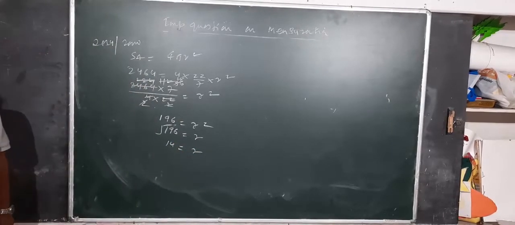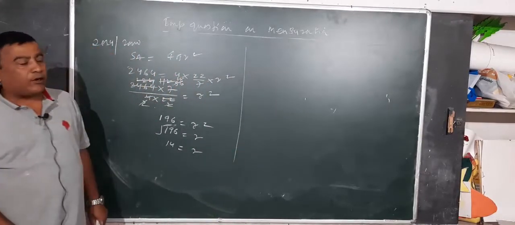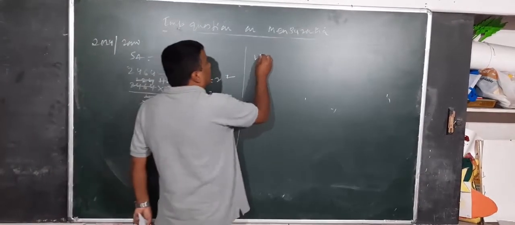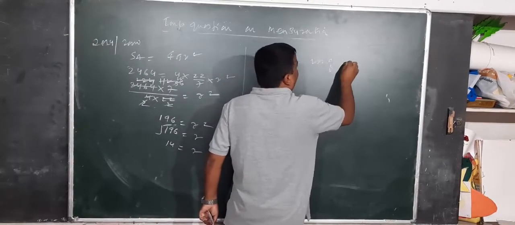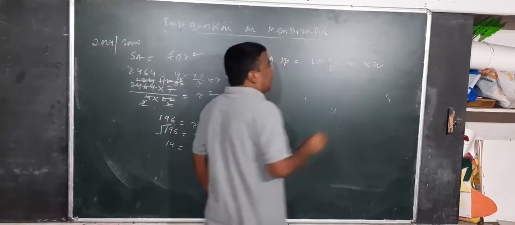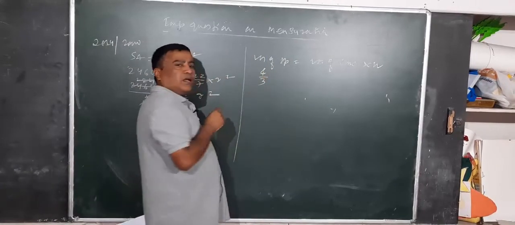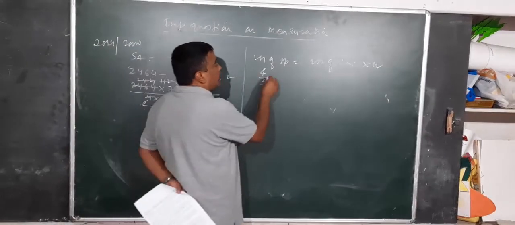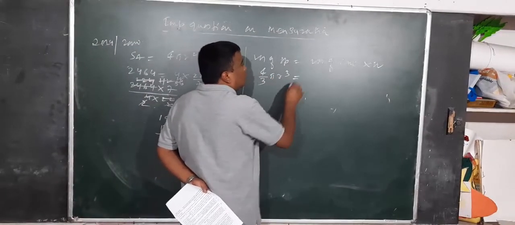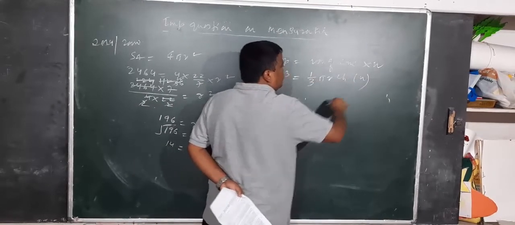After that you have to find the number of cones. Again, volume of sphere equals volume of cone into x. So what is the formula for the volume of a sphere? Please learn the formula. Without the formula, this chapter is not possible. 4 by 3 pi r cube equals 1 by 3 pi r square h into x.